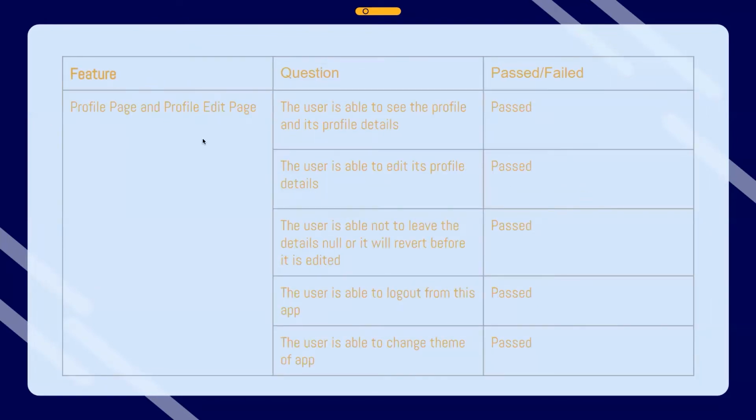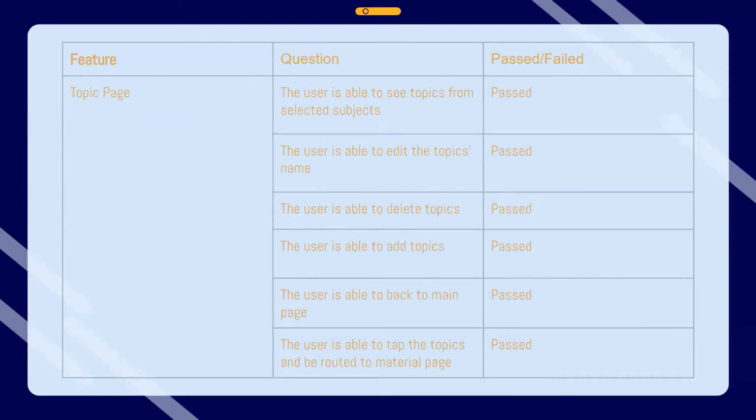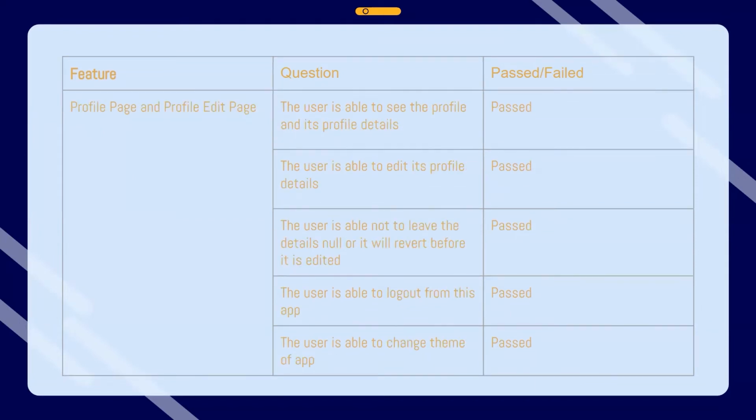In the profile page and the profile edit page, we have also passed our threshold or parameter for our application, which are we are able to see the profile and its details. We are able to edit the profile. The user is not able to leave the details null, or it will revert before it is edited. And then the user is able to log out from the app, and the user is also able to change the theme of the app.